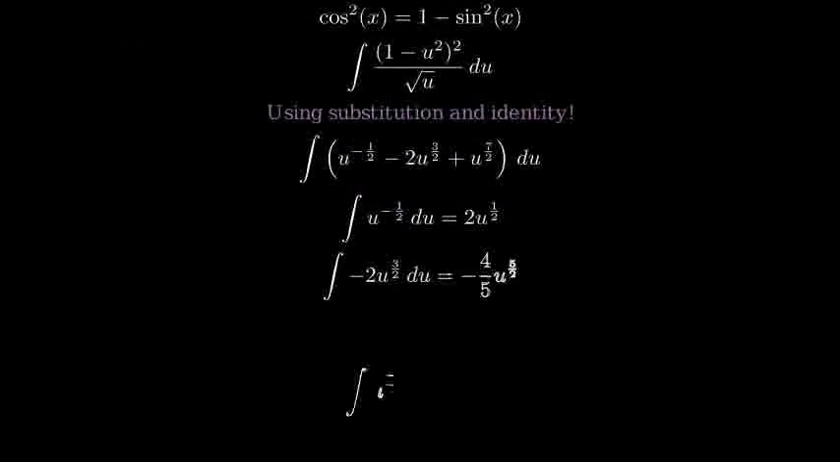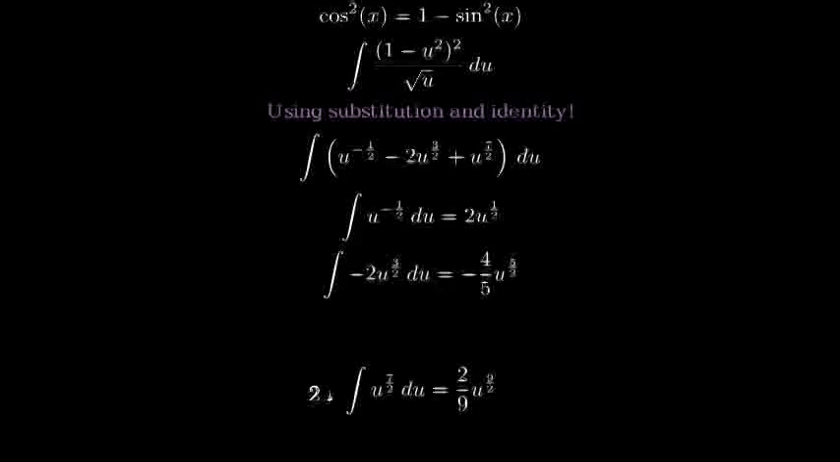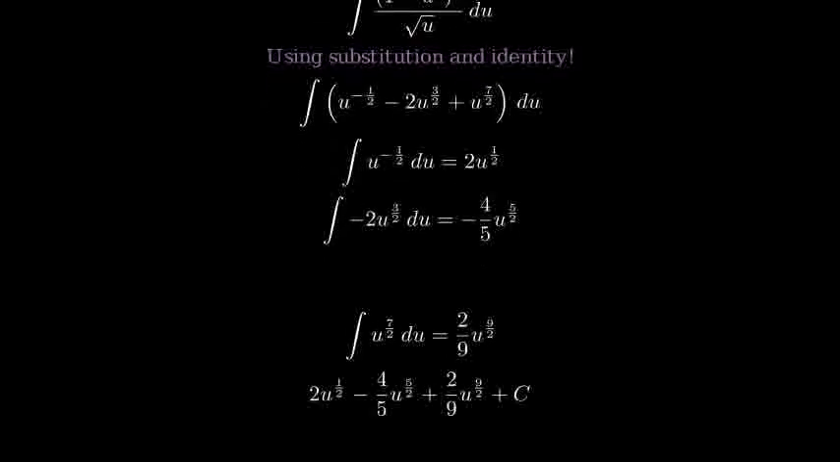Our next step is to integrate each term separately. We're going to put each term into integral form, solve for the integral, and write down the solution on the right. Once each term is integrated, let's combine them together. The combined solution will be 2 times u raised to the power of 1/2 minus 4 over 5 times u raised to the power of 5 halves plus 2 over 9 times u raised to the power of 9 over 2 plus the constant c of integration.